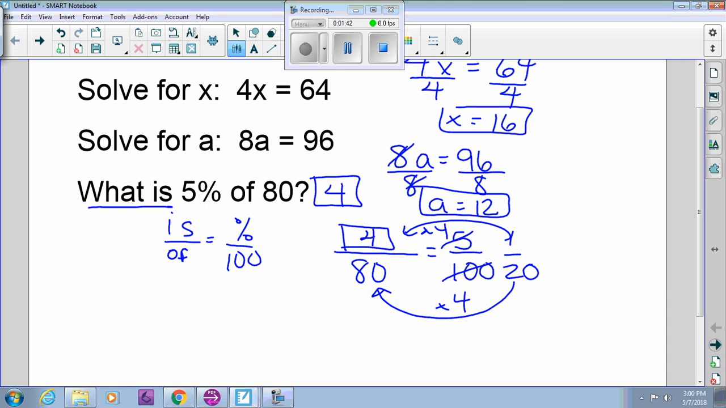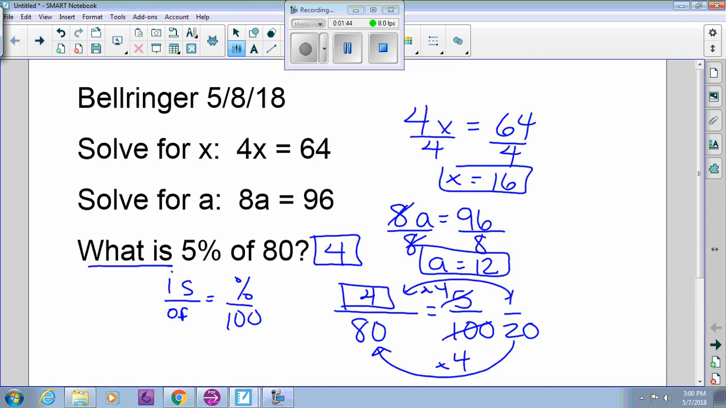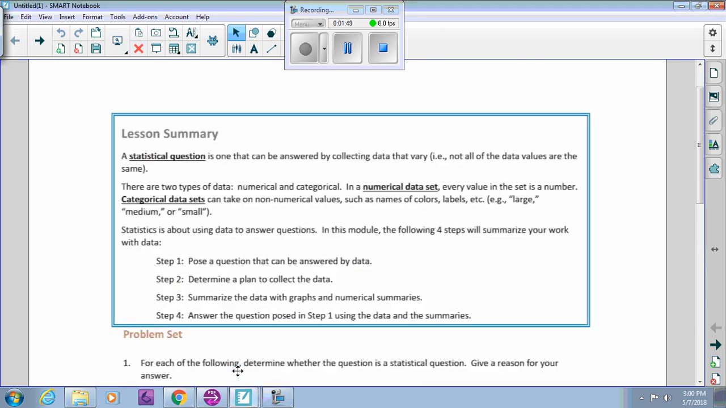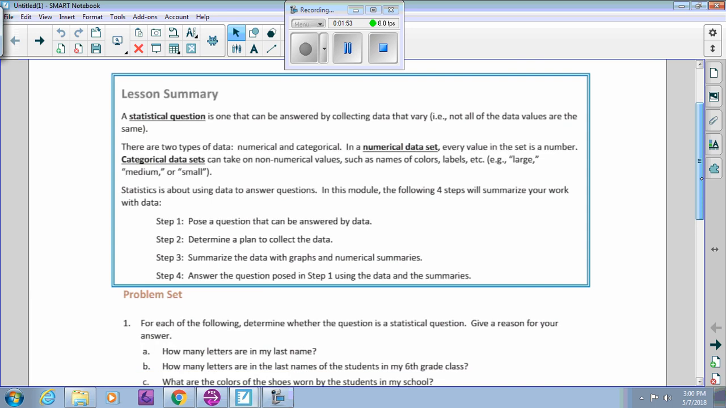All right, we are going to go over your homework from yesterday. Let me get that page up here. Your homework last night was to do these questions on page 5. So before we begin, remember a statistical question has to meet 2 criteria. One of the criteria is that the answers have to vary, and you would get varying answers if you ask that question of a group, or if that question applies to a group of people or things.